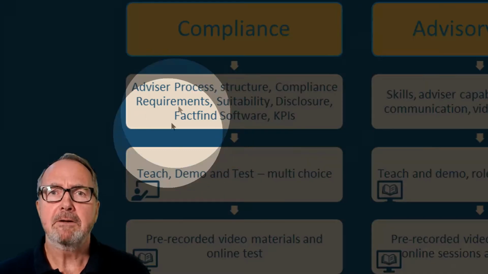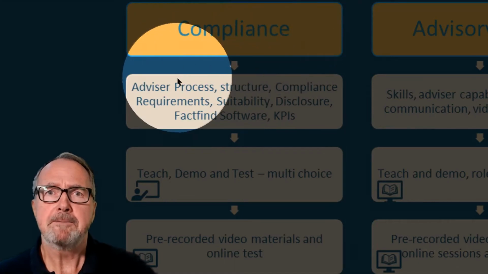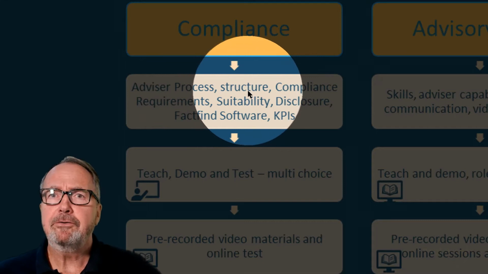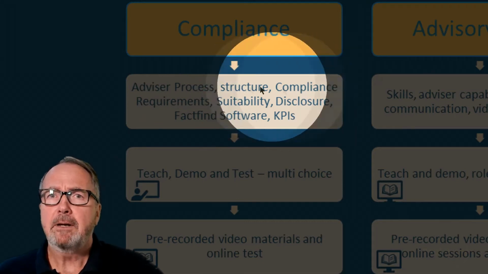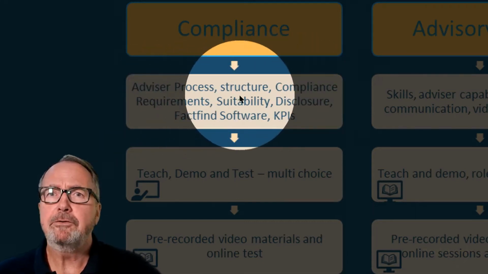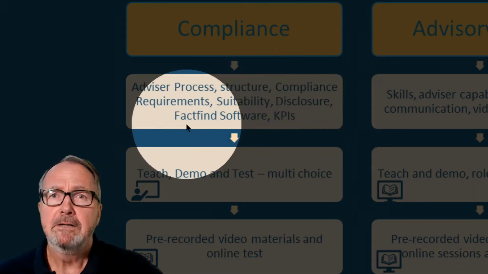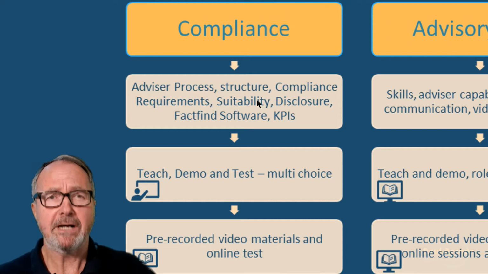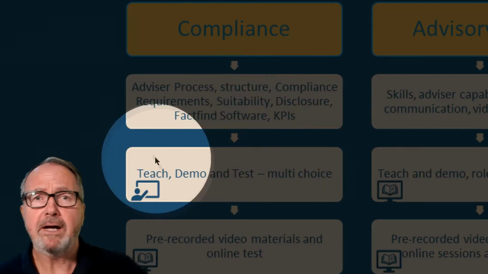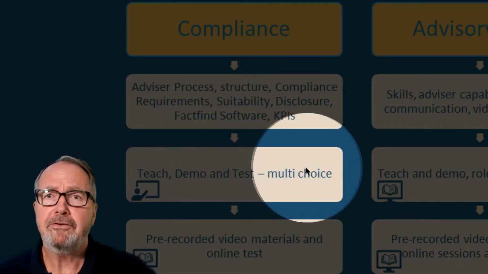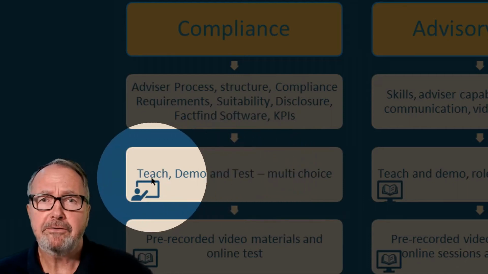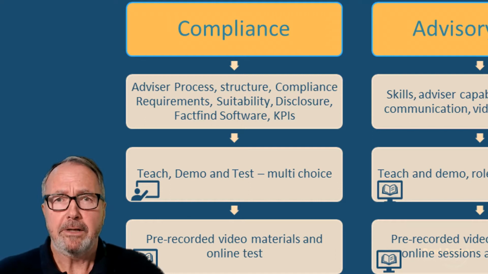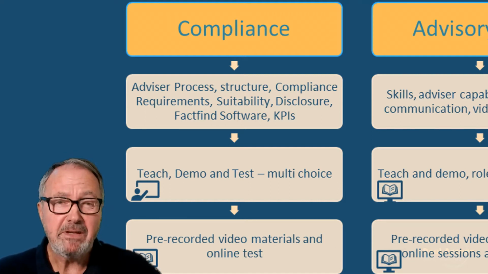The first element, in my overview on the compliance, is all the things you've got to do: advisor processes, structures, sales skills, compliance processes, requirements, suitability, disclosure, fact-find software, KPIs. All these come under compliance, and you've got to be taught how to do that. You're going to be taught that through demonstration and testing with multiple choice tests and things. It'll all be online, or you can do some live video training as well. But that's teaching the stuff.